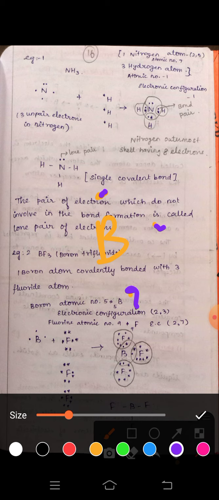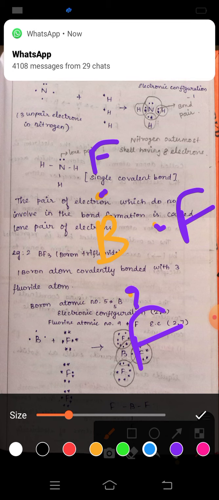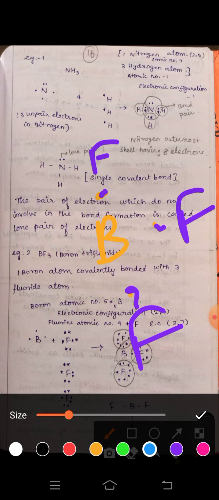Now the fluorine atom. What the fluorine atom is doing is sharing the electrons. See here, fluorine atom. Boron shared 3 electrons to fluorine atoms. Already, what is the electronic configuration of the fluorine atom? 2, 7. So its outermost shell has 7 electrons. Now boron shared 1 electron, so it has 8 electrons in its valence shell. It is obtaining a stable electronic configuration.